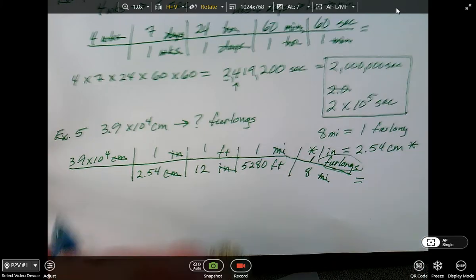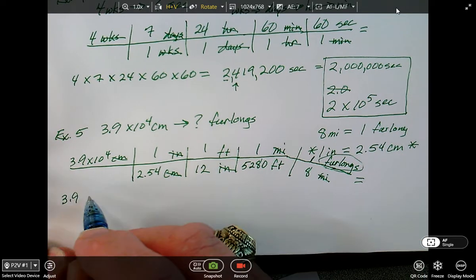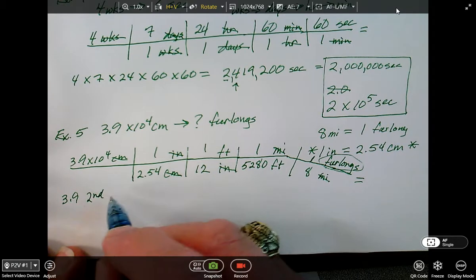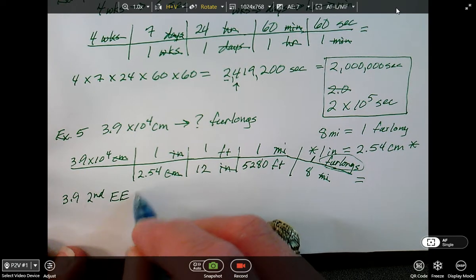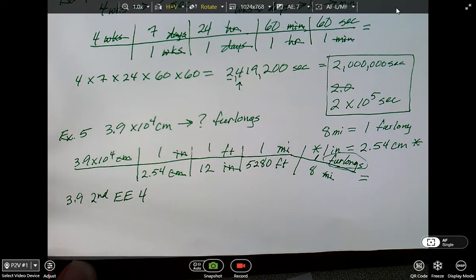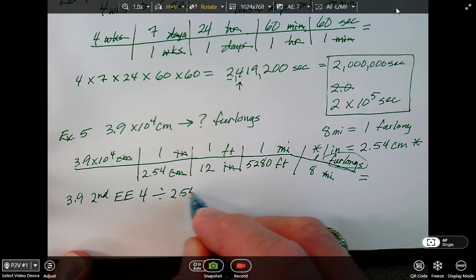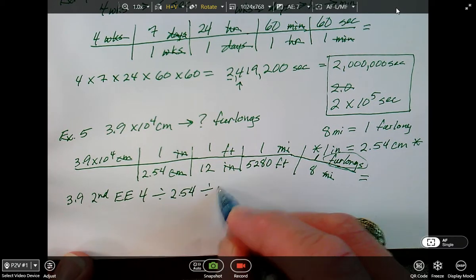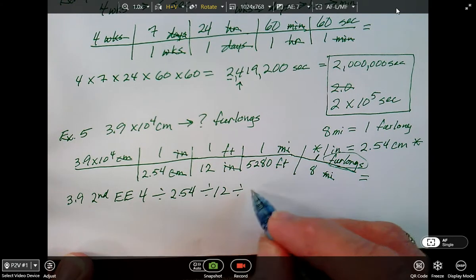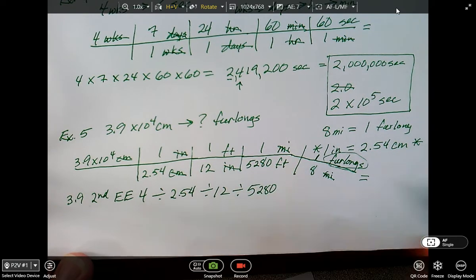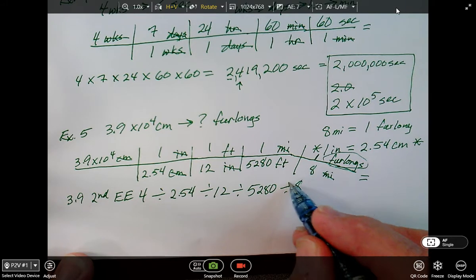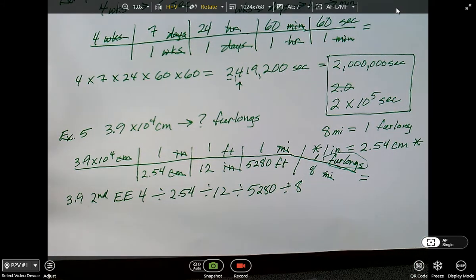So in our calculator, we're going to punch it in like this. 3.9. We're going to hit that second key. We're going to hit EE to the 4th power. We're going to hit divided by 2.54 because it's on the bottom. Divided by 12. Divided by 5,280. Divided by 8. Okay, so a lot of divides. Remember, if it's on the bottom, you put the divided by and then you put the number in. And be sure to use that second function on your calculator. So punch those numbers in.